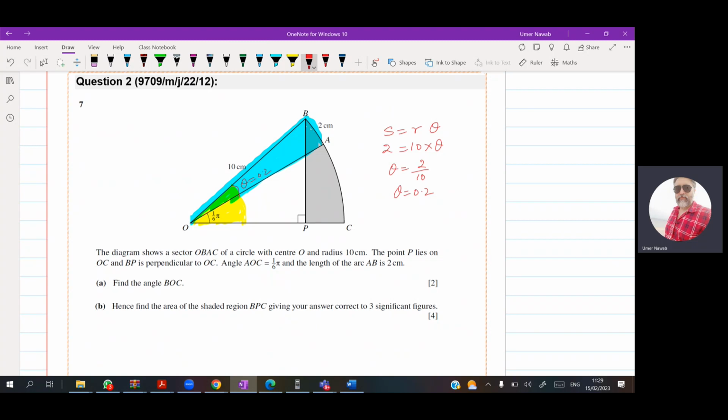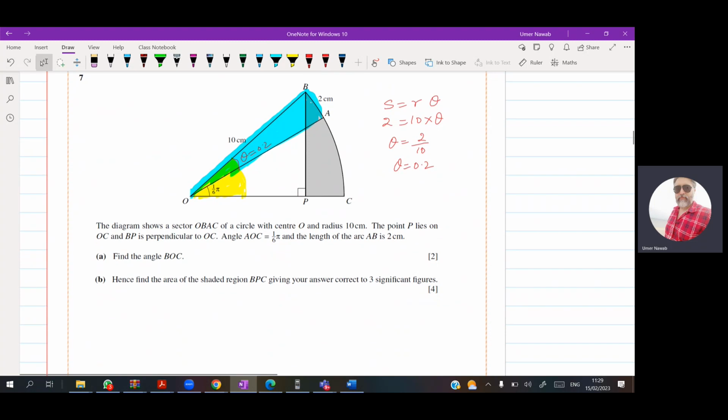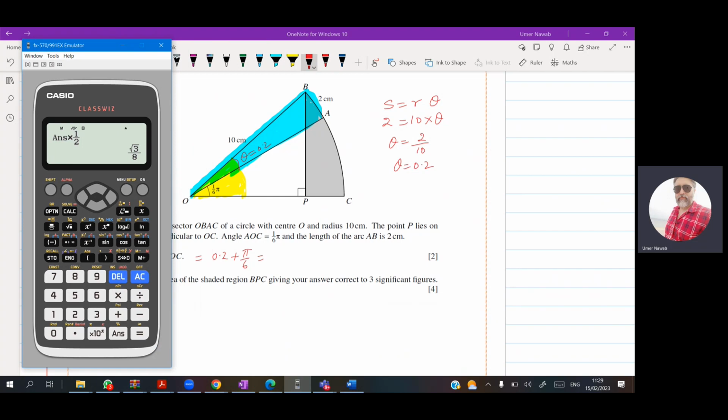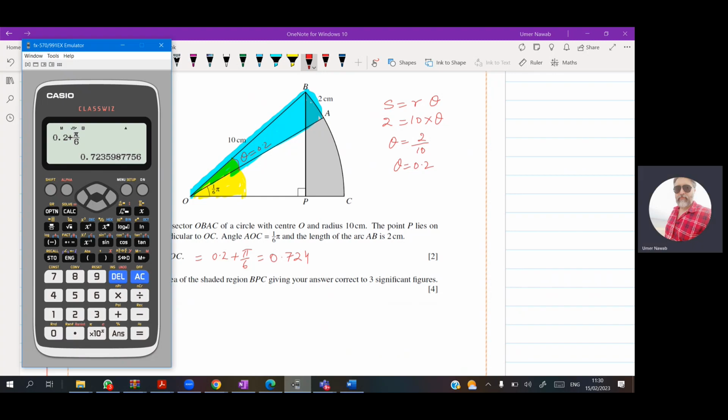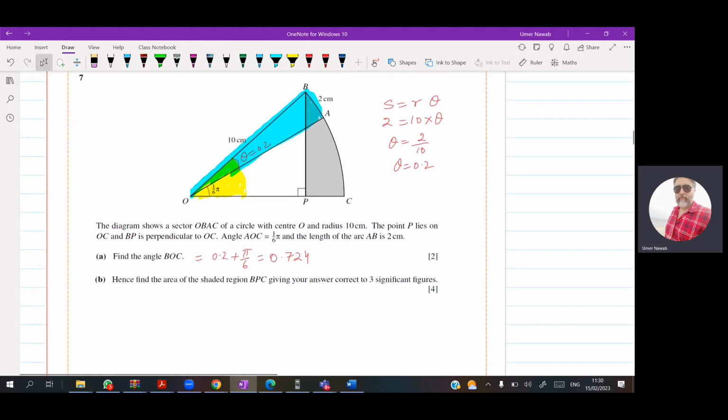So this is 0.2. Can we add them together? So 0.2 plus pi by 6. We will add them together and it gives us the total angle BOC. So 0.2 plus pi over 6. In decimals, we get 0.724. Okay, so we found the angle BOC.